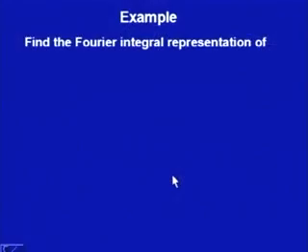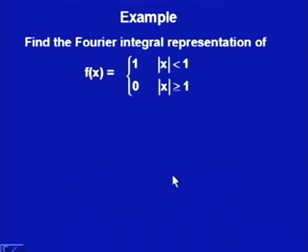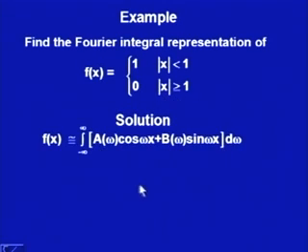Find the Fourier integral representation of the function f(x), which is 1 in the interval minus 1 to plus 1 and 0 outside. That says we want an integral which has the terms A(omega) cos omega x and B(omega) sin omega x. So we have to find out what A(omega) and B(omega) are, so that we could write f(x) in this form. Let us see what A(omega) should be.